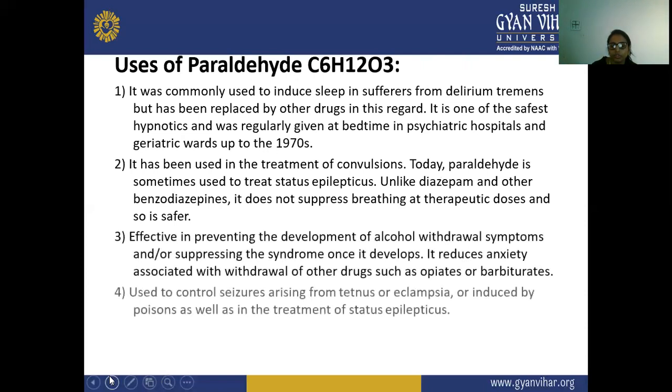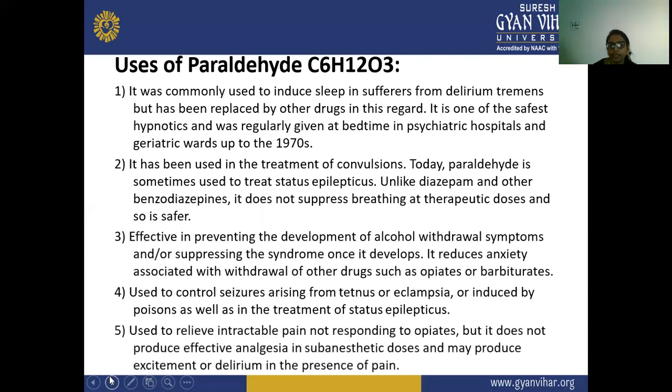So these are the uses of paraldehyde. It was commonly used to induce sleep in sufferers who are not able to sleep, and in sufferers from delirium tremens. It has been replaced by other drugs in this regard, and it was the safest hypnotic, regularly given at that time in psychiatric hospitals and geriatric wards up to the 1970s.